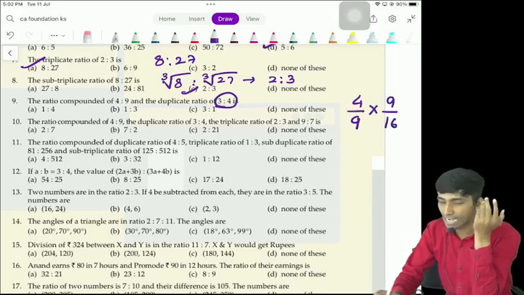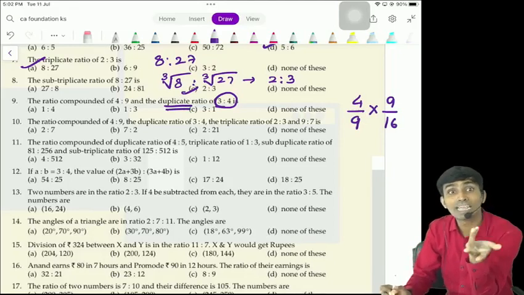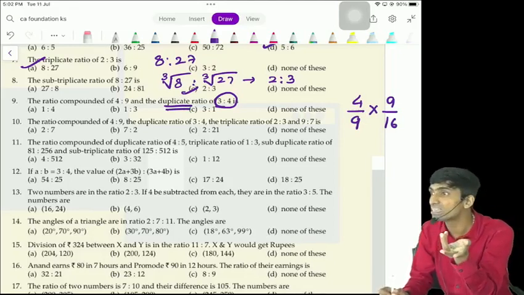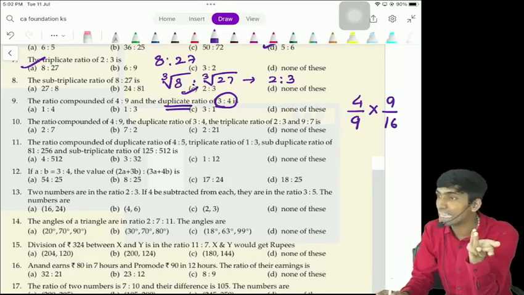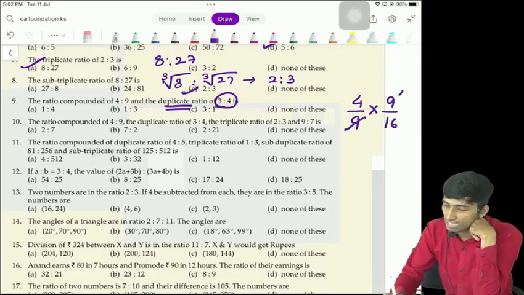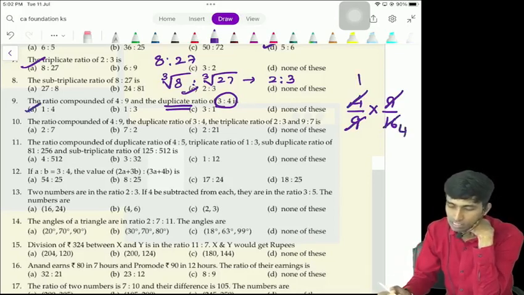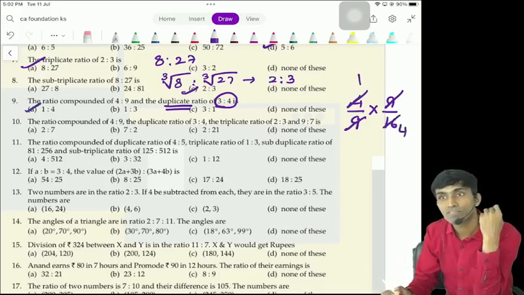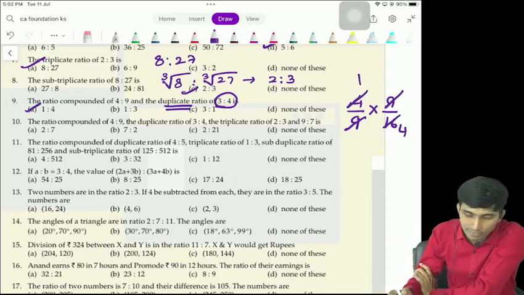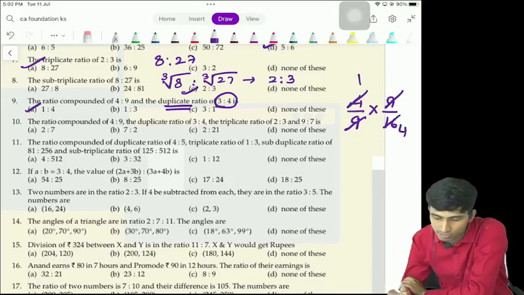Why I did this? Duplicate means what I have to do? Square. So 3 square is 9, 4 square is 16. 4 ones are 4, 9 fours are 36, answer is what? Simple. Complete till here and wait for the next question.